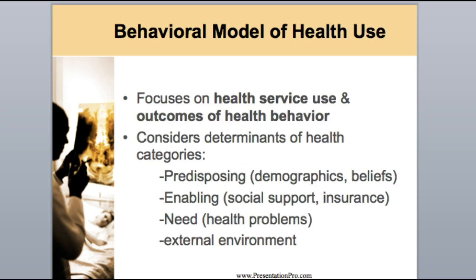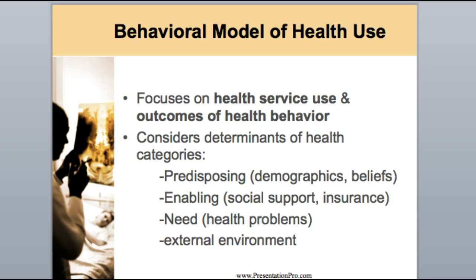And I'm going to go back just a little bit. So again, this model focuses on how clients use health services, and then how the use of those services influences the outcomes of their health behaviors. So again, you're looking at factors such as those predisposing factors. This could be somebody's religion, somebody's overall belief about a health condition, demographics, where they live, age, race. Those are all important predisposing factors that you want to consider.